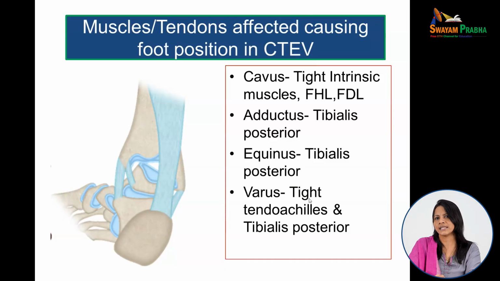The equinus position is mainly also due to the tendoachilles being very tight. All this tightness is because of the contracture of the tendons and also the associated ligaments in that region, namely the talonavicular ligament or the spring ligament, the talocalcaneal ligament, and the short and long plantar ligaments. All these ligaments also go in for tightening, fibrosis and contracture along with the muscles, resulting in the typical cavus, adductus and equinovarus position.